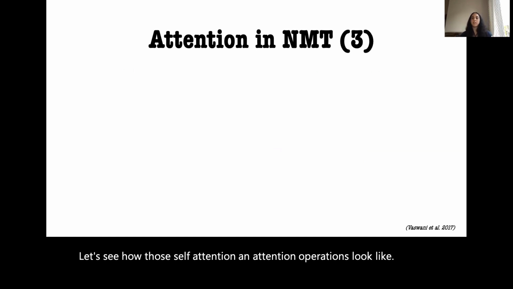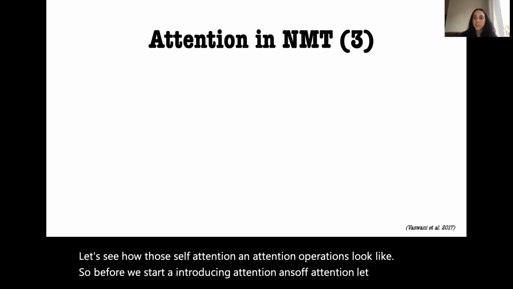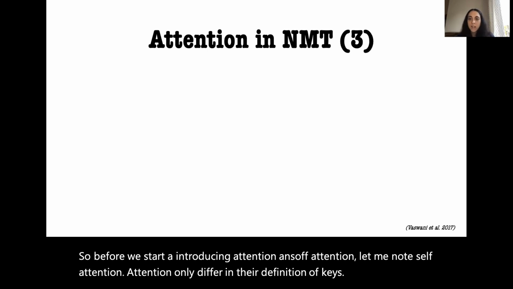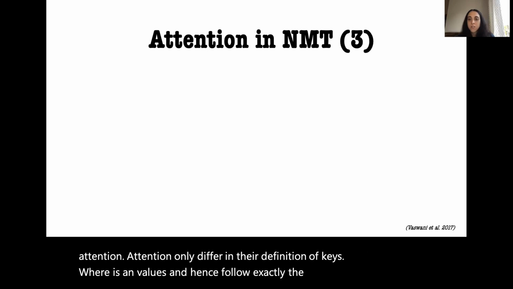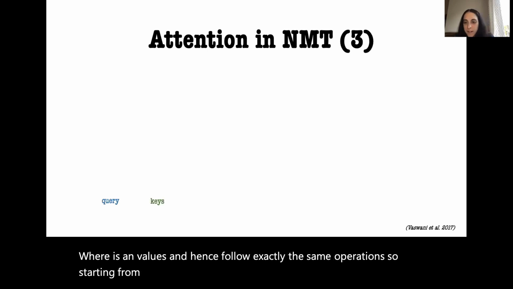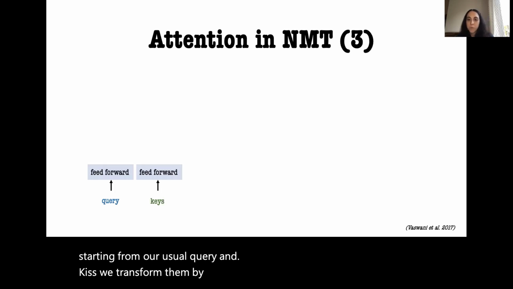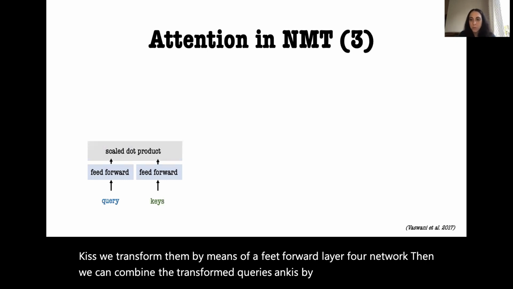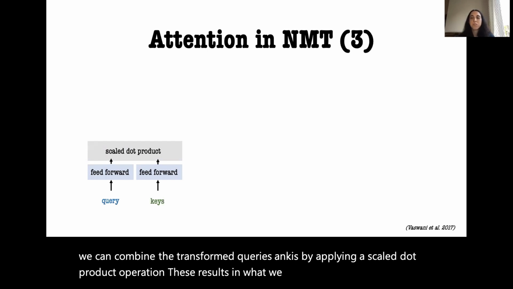Before we start introducing attention and self-attention, let me note that self-attention and attention only differ in their definition of keys, queries, and values, and hence follow exactly the same operations. So starting from our usual query and keys, we transform them by means of a feed-forward layer or network. Then we can combine the transformed queries and keys by applying a scaled dot product operation. This results in what we have previously introduced as scores.